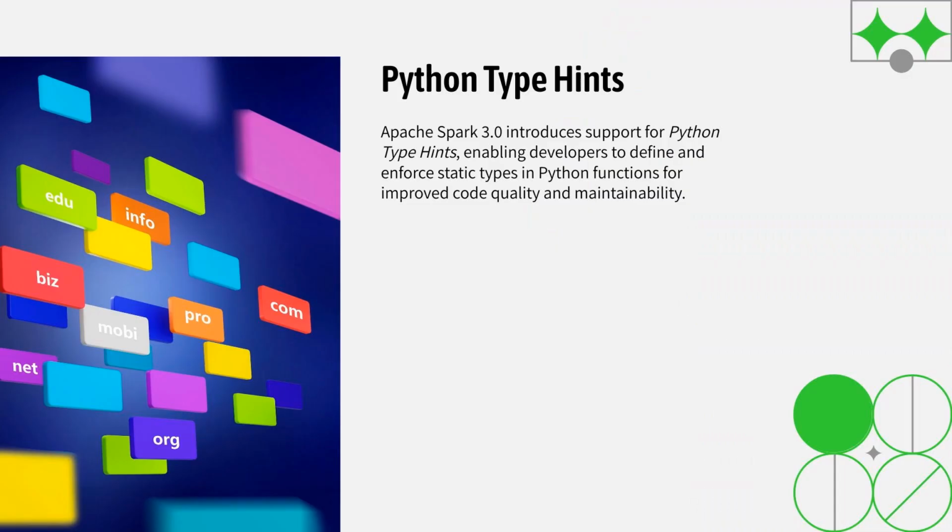In Spark 3.0, Python type hints were introduced to provide better support for type checking and documentation within Python code used in Apache Spark. Python type hints also improve code documentation by making it clear what types of inputs a function expects and what type of output it produces. This can help improve code readability and maintainability.